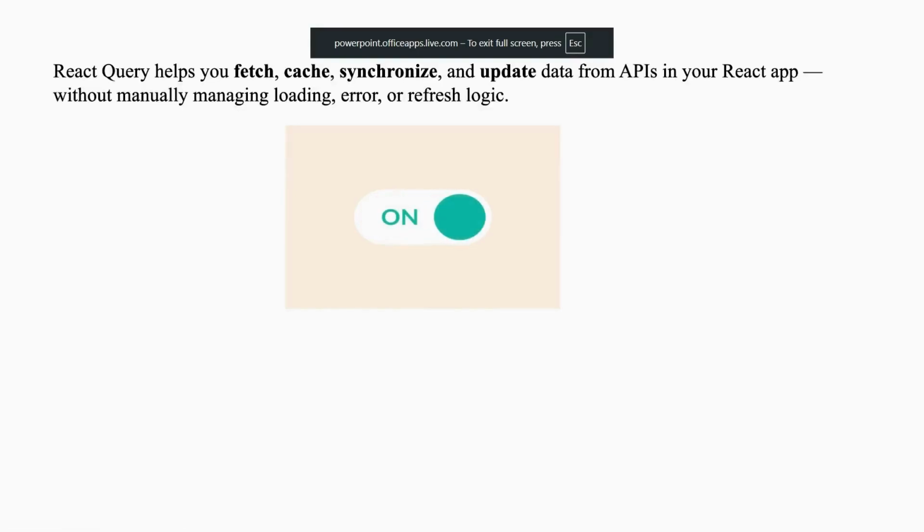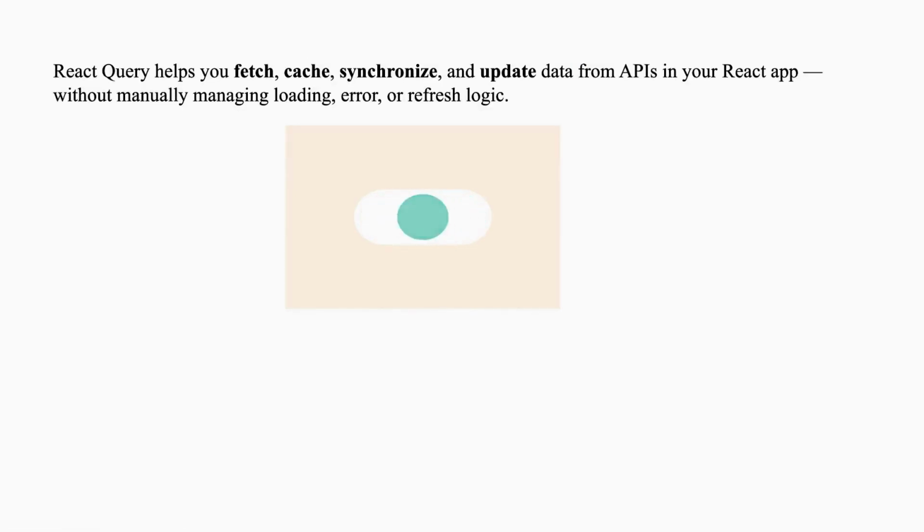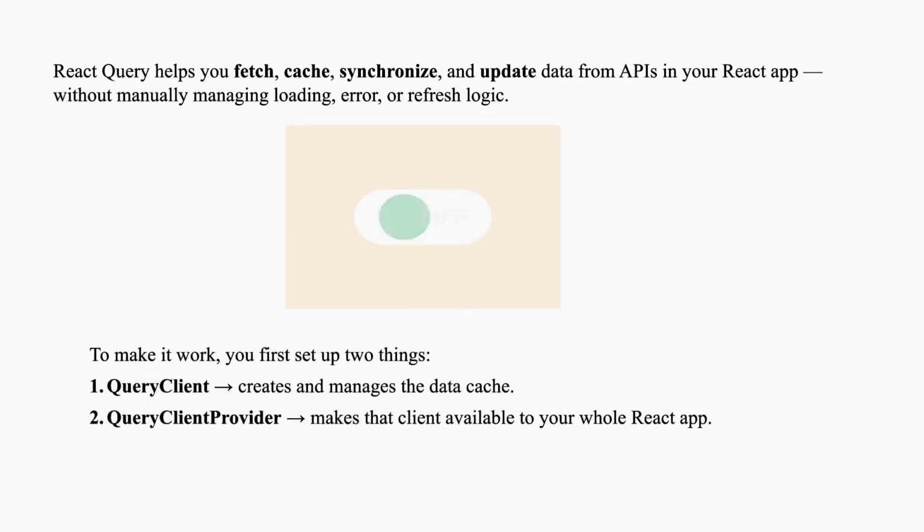As we discussed previously, we know React Query helps you fetch, cache, synchronize, and update data from your APIs in your React app without manually managing loading, error, or refresh logic. So, to make it work, you first set up two things. One is Query Client that creates and manages the data cache, and next, Query Client Provider makes the client available to your whole React app.